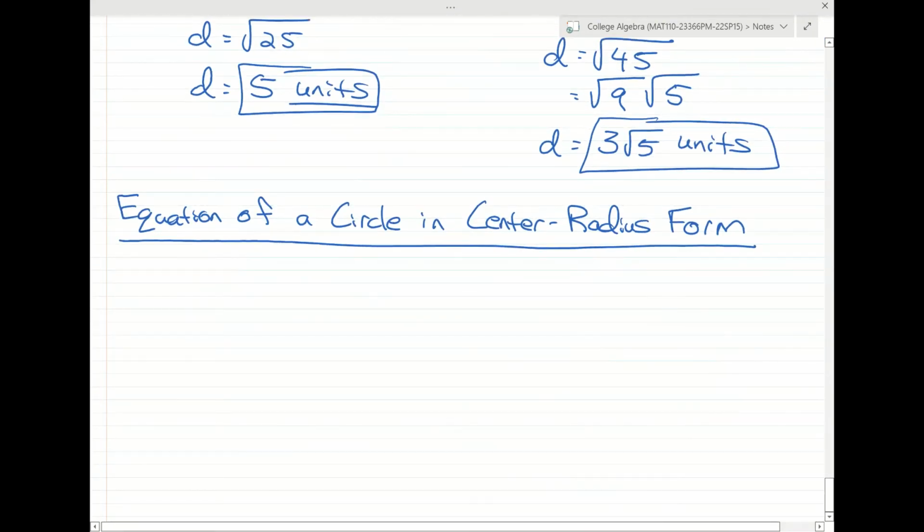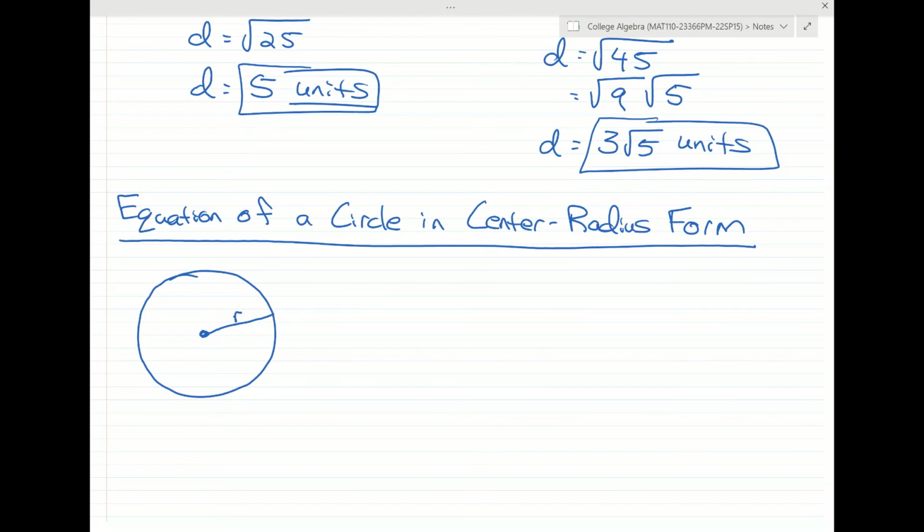Now, the equation of a circle comes from the distance formula. The definition of a circle is all points that are the same distance from the center. You don't have to know this, I'm just trying to give it a little more context. The collection of those points that are the same distance away from the center is a circle.